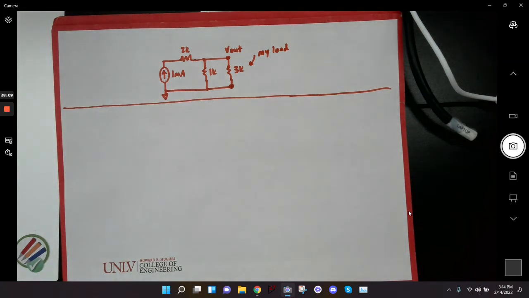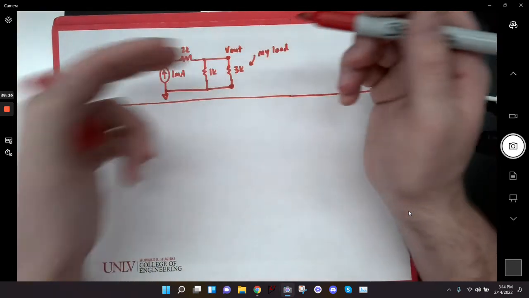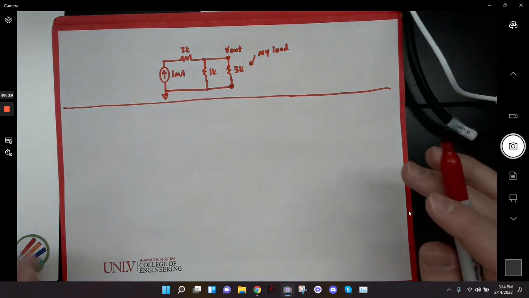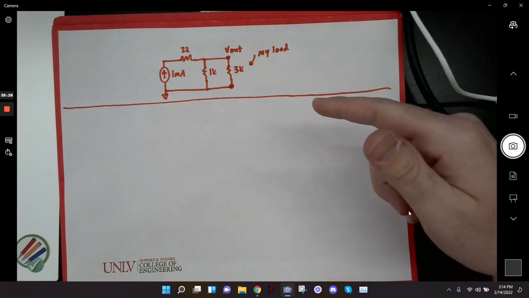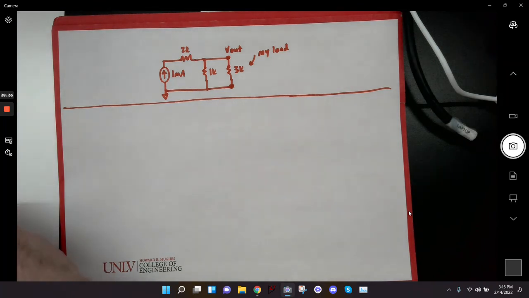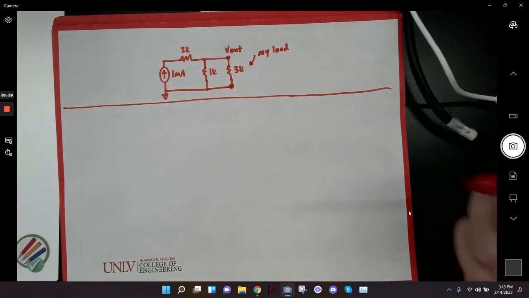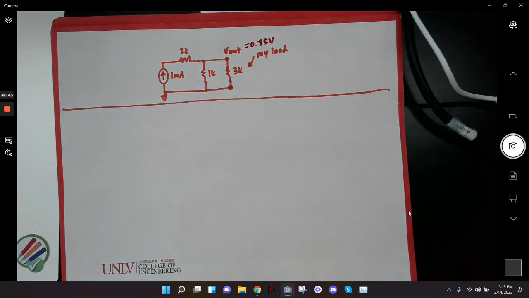So first, I'll do Thevenin. Actually, sorry. First, I'm going to find what V out is actually supposed to be. Without doing a bunch of crazy work, would everyone agree that I could just take the 3K and the 1K in parallel and then find the voltage across that equivalent, and that would give me V out? Okay, so I'm going to do that without writing anything down. So it's 750 ohms times 1 milliamp, which would give me basically 0.75 volts.